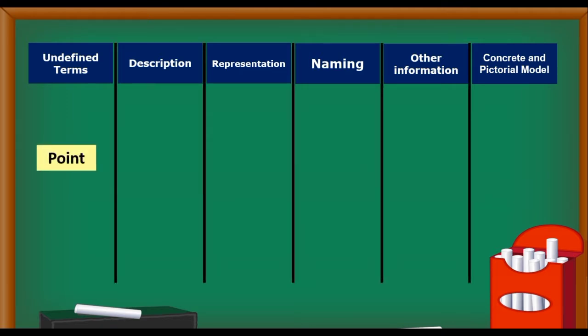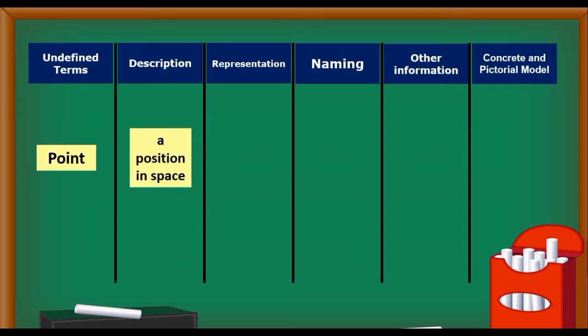So, ang unang undefined term ay ang tinatawag nating point. Ano po ba ang description niya? Ang sabi dyan, a position in space. Kapag narinig nyo ang point, ano ba itsura ng point? Di ba po, yun yung tuldok? So, basta nakakita tayo ng tuldok, yun po yung tinatawag nating point.